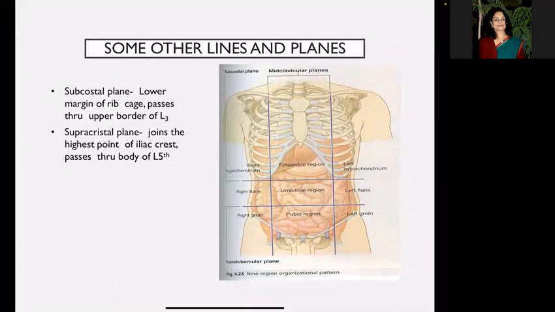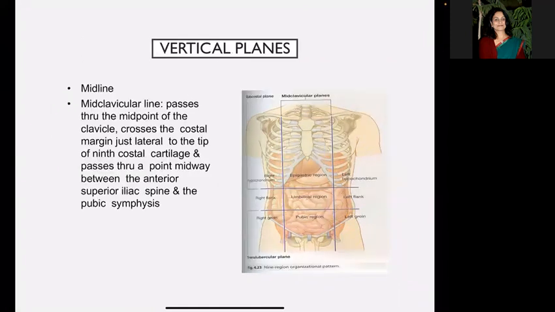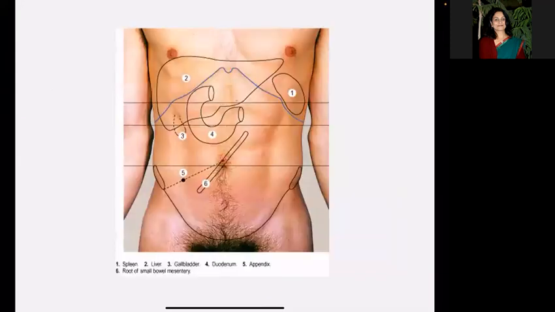Further planes, that is subcostal, which posteriorly reaches the upper border of L3, and the supracristal plane, which passes through the body of L5. Then we have talked about vertical planes, that is two planes which pass through the midpoint of the clavicle to the midpoint of the inguinal ligament. And this is the vertical plane, which divides the abdomen into 9 quadrants.